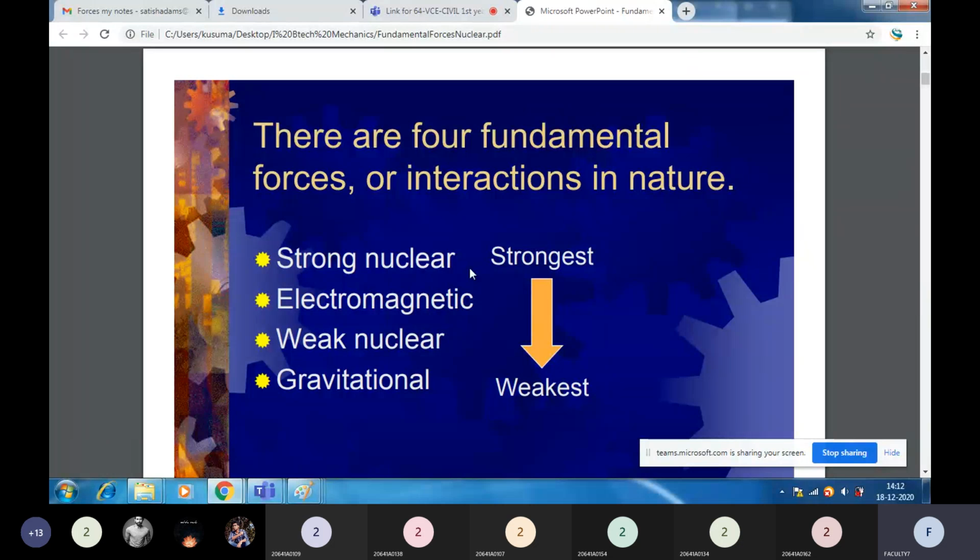This is a shortcut to identify the amount of force. I'm repeating once again. This particular slide shows 4 types of forces. The strongest out of these 4 is the strong nuclear force. Second is the electromagnetic force. Third is the weak nuclear force, and fourth is the gravitational force. Now let us go with the next slide.